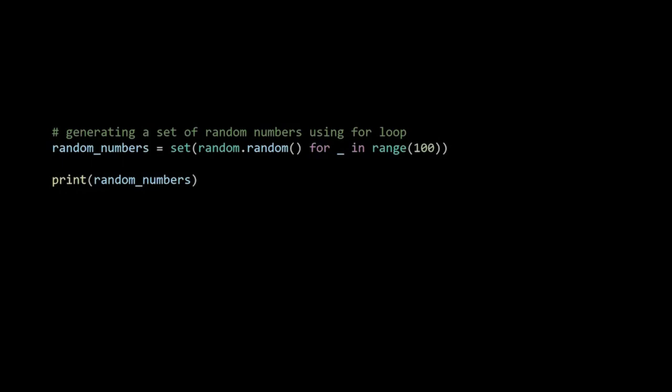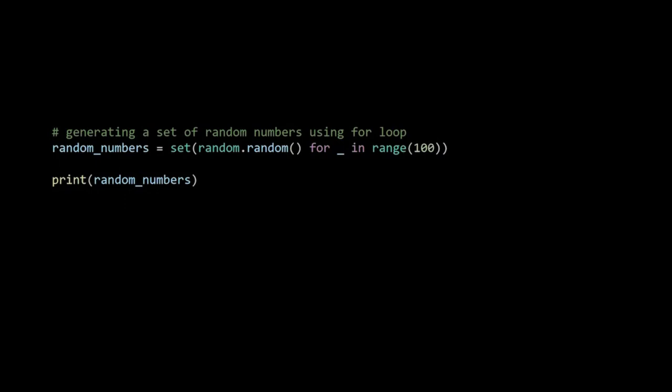So we are generating a new variable named random_numbers, where we are using a set function, set random.random. As we have previously seen, the random function generates a random number ranging from 0 to 1, and it gives us the output of float type.